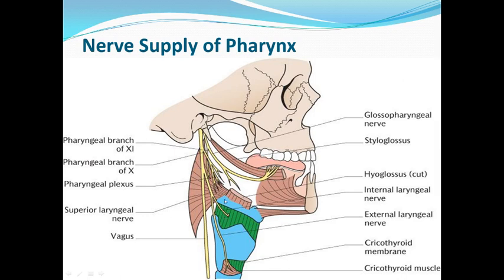My cursor is not moving correctly. Try to move it slowly. Yes, I'm tracing the internal laryngeal nerve.